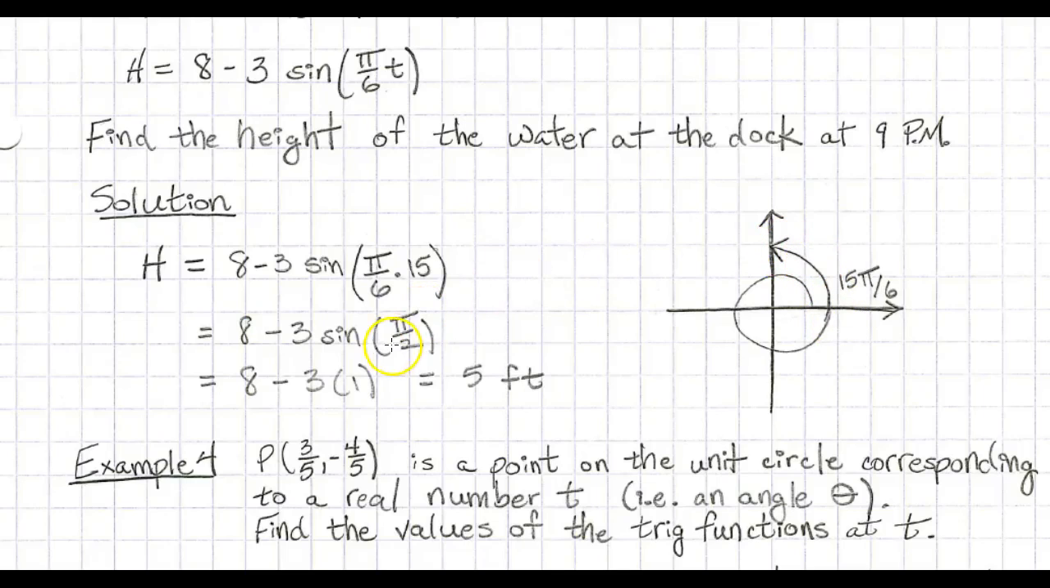So pi over 2 is the same as 15 pi over 6. All right? So in other words, sine of 15 pi over 6 is the same as sine of pi over 2, which we know is 1 from our unit circle. So this is 8 minus 3, or 5 feet.